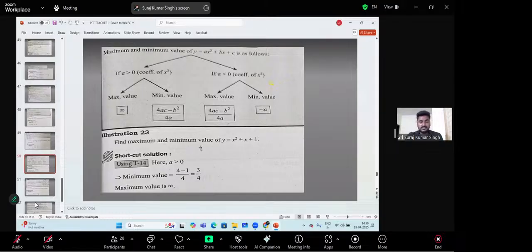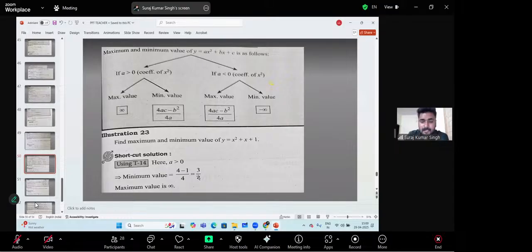What is the question? Let's see one question. If y equals to x square plus x plus 1, and I want to find its maximum and minimum value. Just see here, what is the coefficient of x square given? You can see the coefficient of x square is given 1, which is greater than 0. And just now I said, if the coefficient is greater than 0, maximum will come infinity. So for this question, maximum is coming infinity.